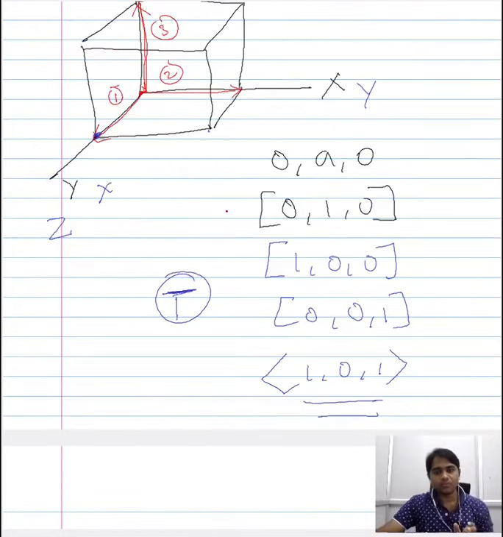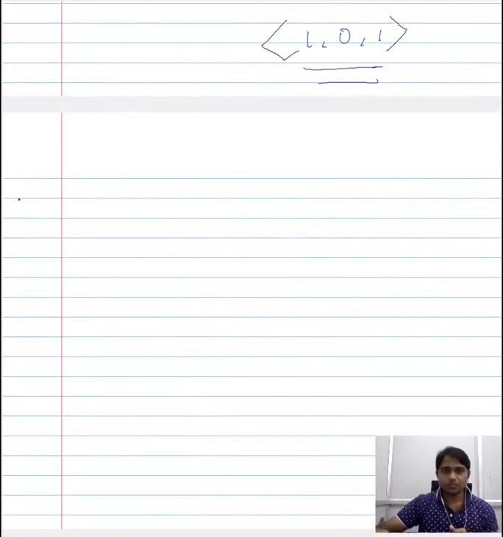So now what we have seen is a way to represent or describe the direction within a plane. We have seen a way to represent a direction within the unit cell, a plane within the unit cell, and a point within the unit cell.